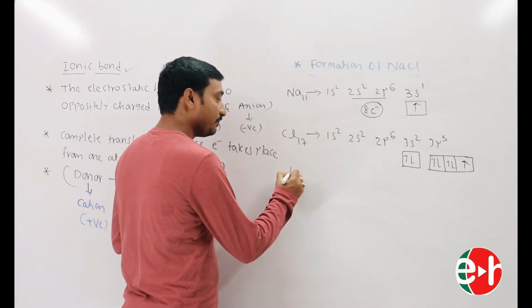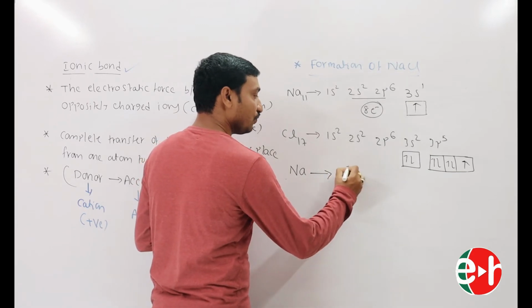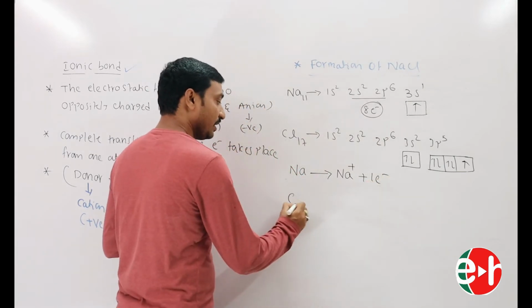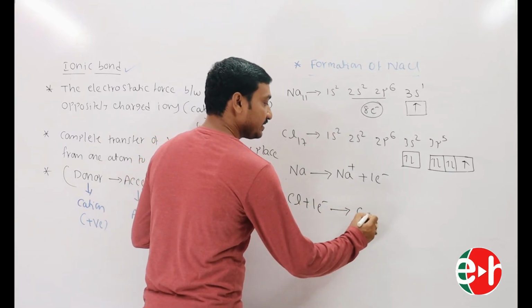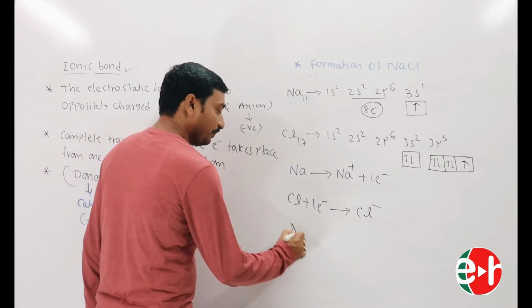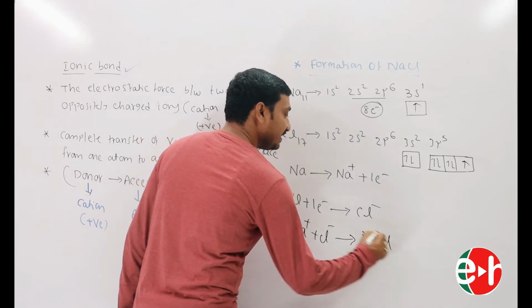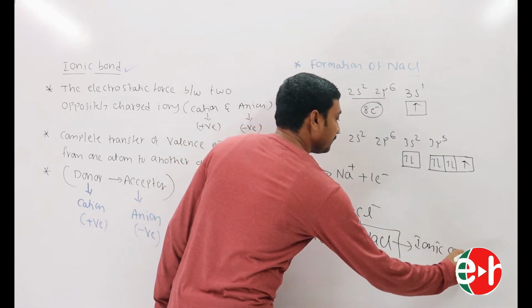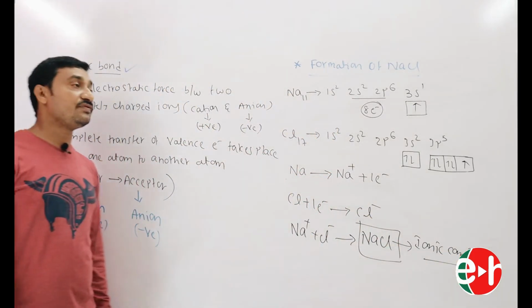Then sodium is ready to lose 1 electron and forms cation. And chlorine accepts this 1 electron and forms Cl minus ion. And now Na plus and Cl minus combine to form NaCl as an ionic compound. This is an ionic compound. Got it? How an ionic bond is formed?